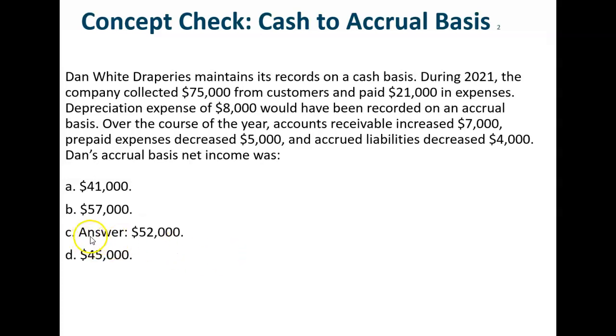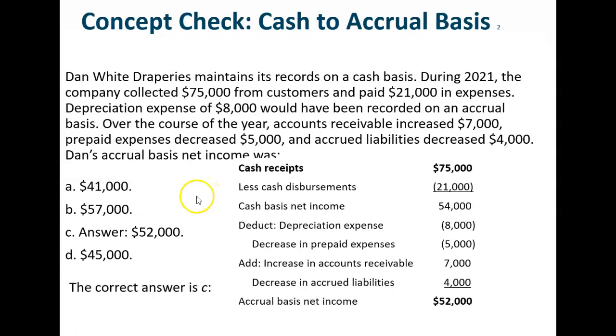Did you choose answer C, $52,000? That is the correct answer. Let's take a look at the calculations. Step 1. Calculate the cash basis net income. Cash receipts of $75,000 less cash disbursements of $21,000 equals cash basis net income of $54,000. Step 2. Deduct depreciation expense. Subtract $8,000.